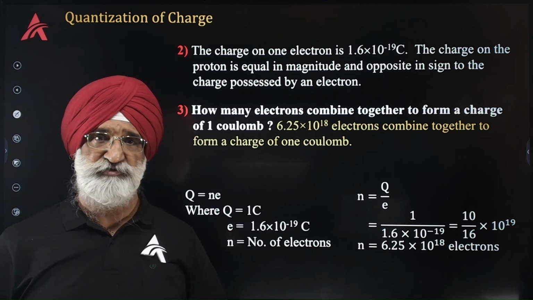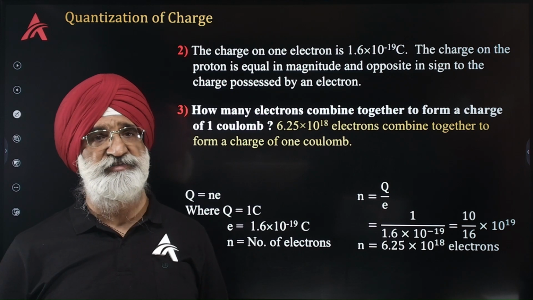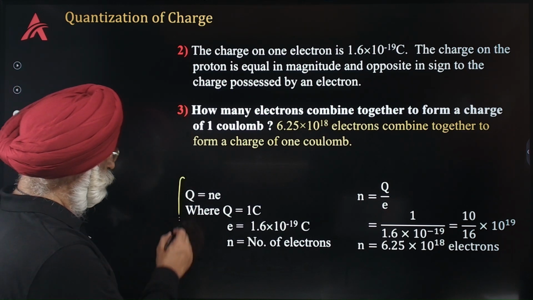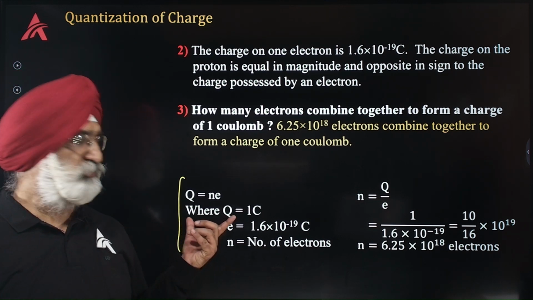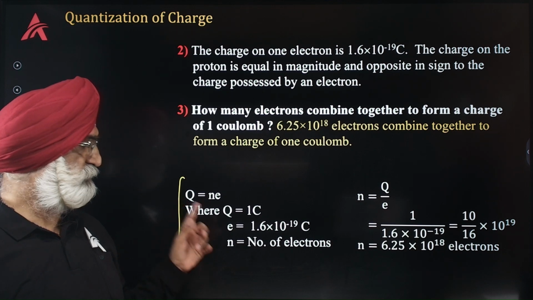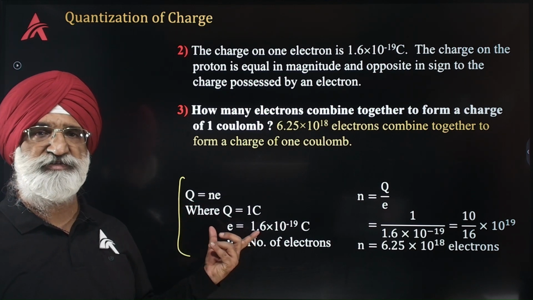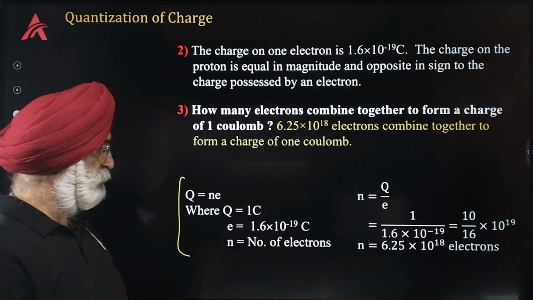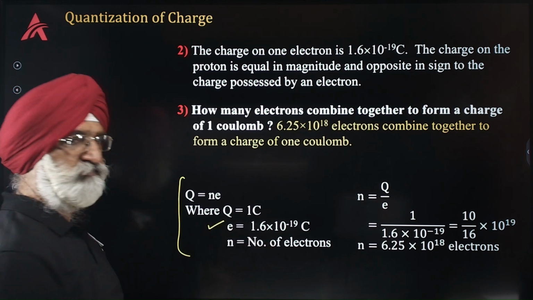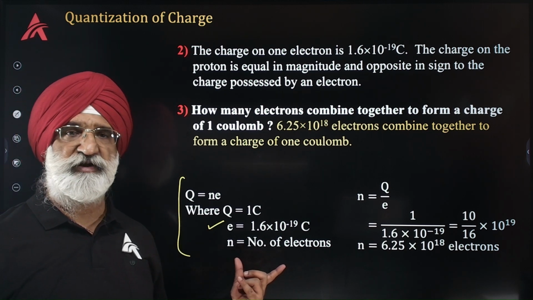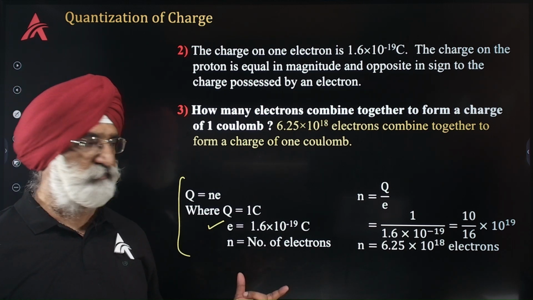This question can be solved by using the concept of quantization of charge. According to quantization of charge, Q is equal to n into e. Q is equal to 1 coulomb, which is the charge given to us. e is the electronic charge, 1.6 × 10⁻¹⁹ coulombs, and n is the number of electrons which are to be removed.